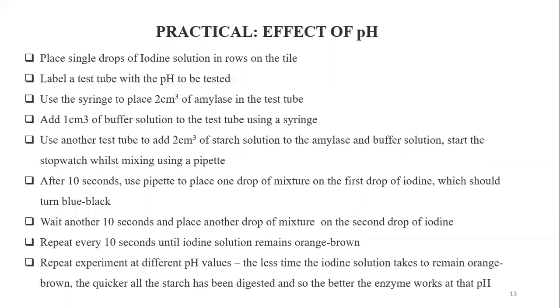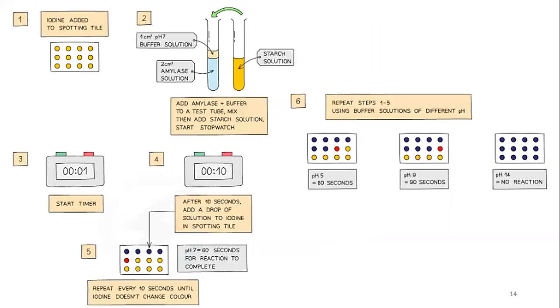Now there is another practical to check the effect of pH. Like we have done in the earlier practical, here also we are using the iodine solution, starch solution and the amylase solution. In order to regulate and control the pH, we can use buffer solutions. So what we do is, we add amylase to a buffer solution placed in a test tube. We have to mix this properly and then add the starch solution.